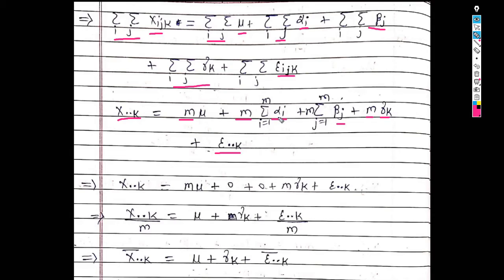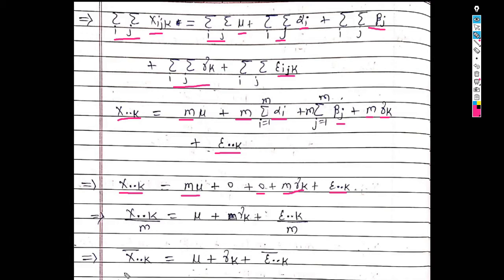So under the assumption of LST model, summation alpha i can be written as 0, summation beta j is also 0. So we get x dot dot k equals to m mu plus 0 plus 0 plus m into gamma k plus epsilon dot dot k. Now divide by m throughout the terms. So we get x dot dot k upon m equals to mu plus gamma k plus epsilon dot dot k upon m.